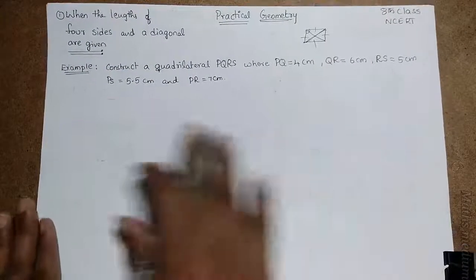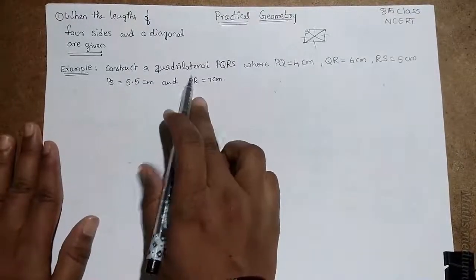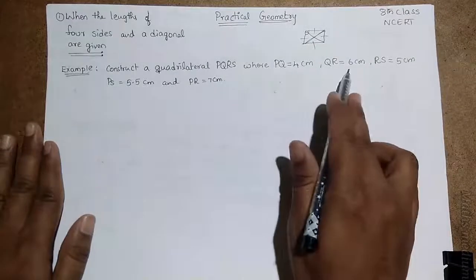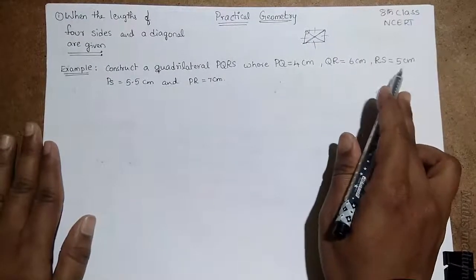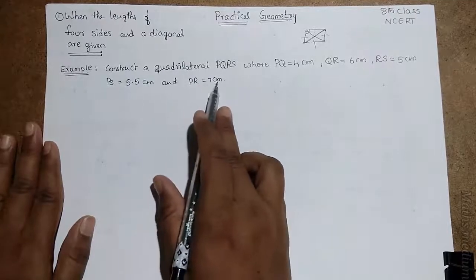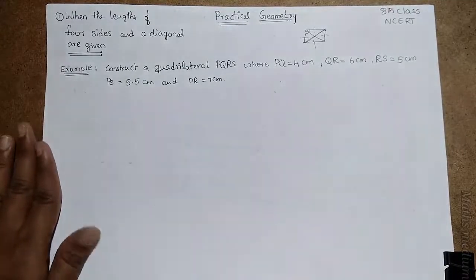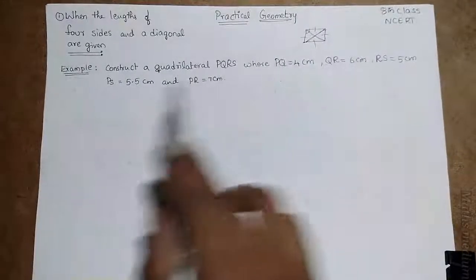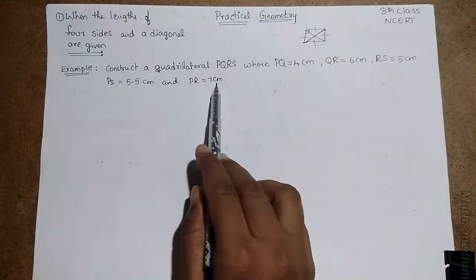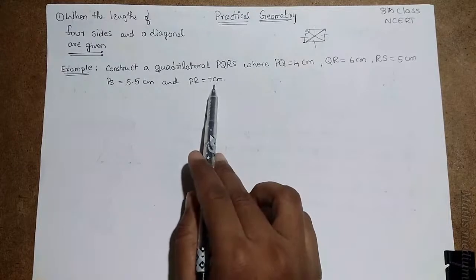So let's start the example. Construct a quadrilateral PQRS where PQ 4 centimeters, QR 6 centimeters, RS 5 centimeters and PS 5.5 centimeters and PR equal to 7 centimeters. Here are 1, 2, 3, 4. 4 sides are given and another one is 7 centimeters. This is a diagonal. How can I say it is a diagonal?